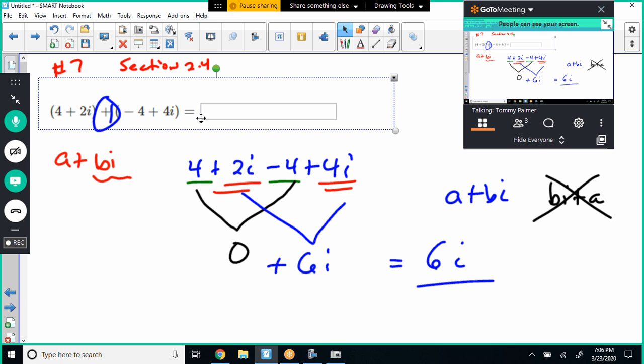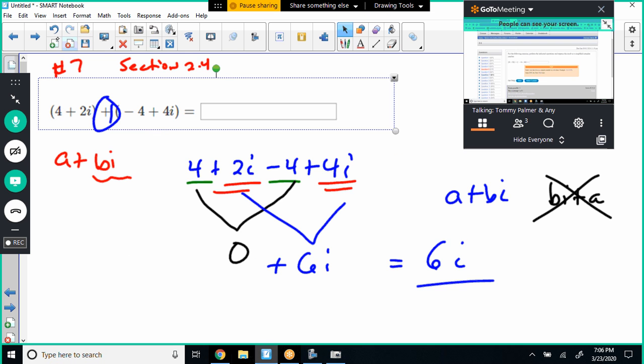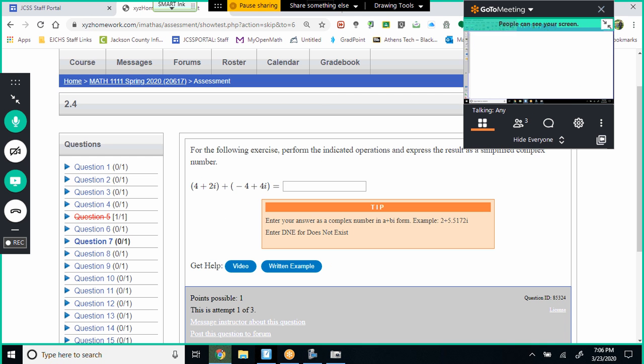So that's number 7, section 2.4. All right. Let's do this. Any more out of that section?